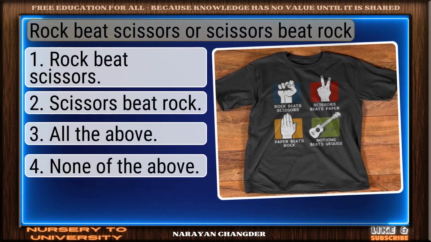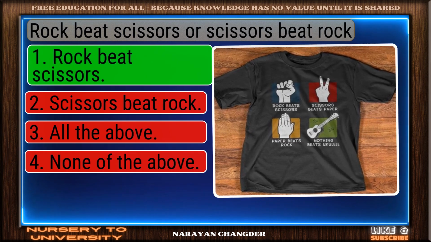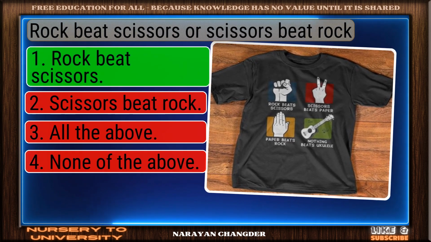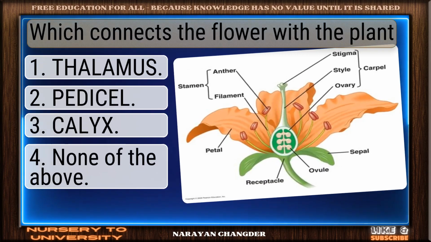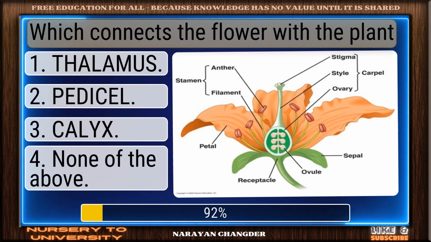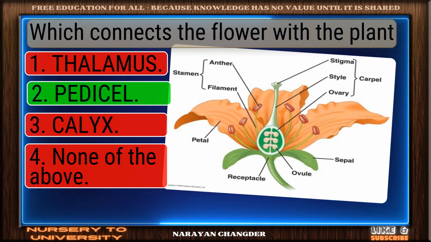Rock beats scissors or scissors beat rock. Well reasoned. Rock beats scissors is the correct choice. Which connects the flower with the plant? Excellent choice. Pedicel is the right answer.